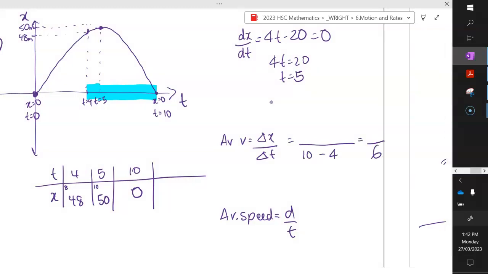So I want my matching displacements for my 10 and my 4. So I'm going to have 0, and I'm going to have 48. So 0 minus 48, so it's minus 48. 48 divided by 6 is going to give me 8. So my average velocity is minus 8 meters per second. And that's in my last 6 seconds from here to here. And that's average. That's not showing me my velocity at each instantaneous point along there. That's the average. Now, average speed.